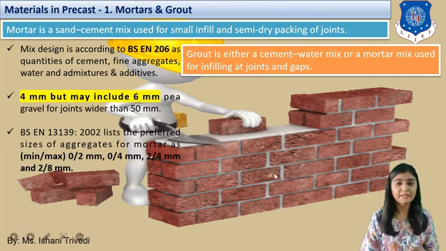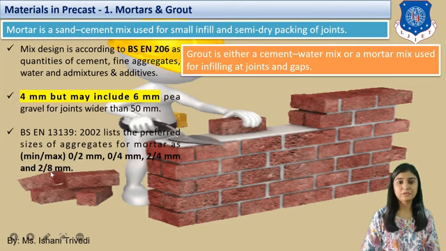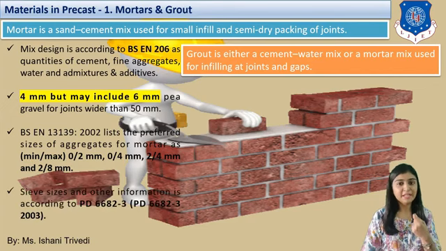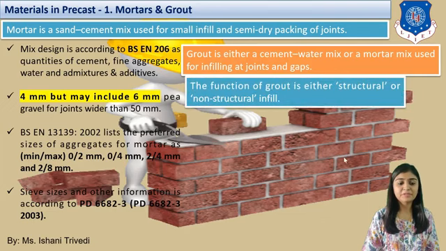Next, we have a specific British standard code over here, that is 13139, revised in the year 2002. It prefers the size of aggregate for mortar, right? Specifically for mortar, the size of aggregate as the ratio minimum upon maximum should be 0 by 2, 0 by 4, 2 by 4 and 2 by 8 mm, right? It is defined in the form of a ratio. Likewise, we also have different standards as we already know. Next, the sieve size and other information is according to another code which is mentioned over here.